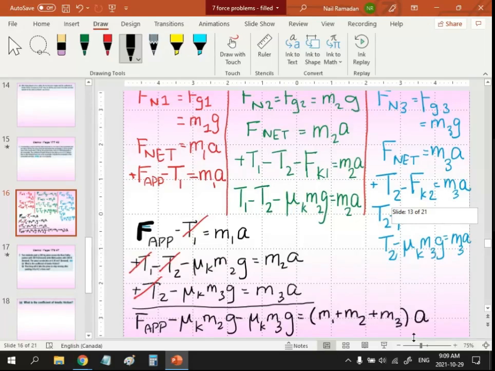Can we solve this now? Do we have everything we know except for the A? Do we know the applied force? How much? 1500 newtons or just 1500? Do we know the two mu k's? Do we know the two masses? Do we know the G? You can literally plug in now.